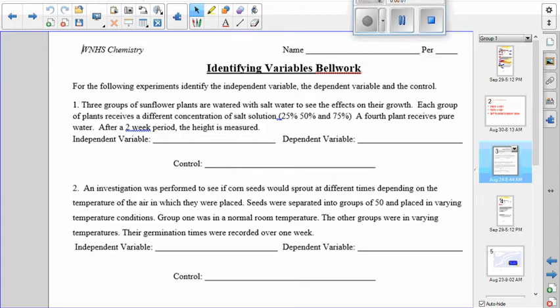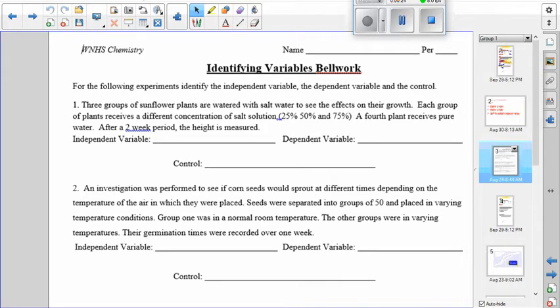All right, so take a look at this first one. Three groups of sunflower plants are watered with salt water to see the effects on their growth. So we're testing the salt water. We want to see what it does. Each group of plants receives a different concentration of salt solution. So we've got 25, 50, 75%. A fourth plant receives pure water. After a couple of weeks, the height is measured.